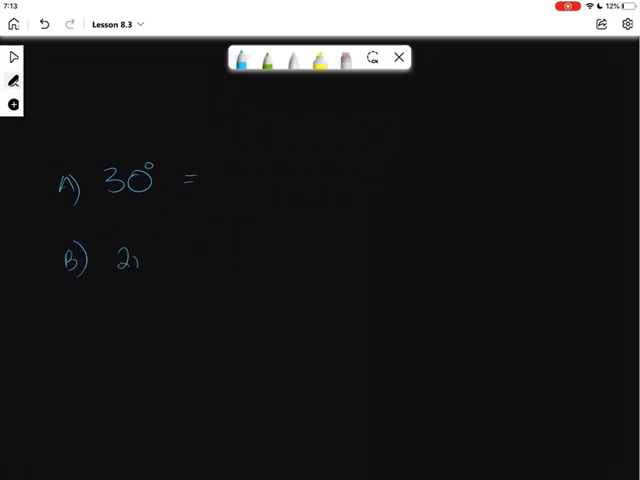Or let's say I have 225 degrees. Are you able to express that in radians? Or let's say if I have pi over 2, that's already in radians. Could you express that in degrees? Or let's say I have 7 pi over 6 radians. Would you be able to express that in degrees?